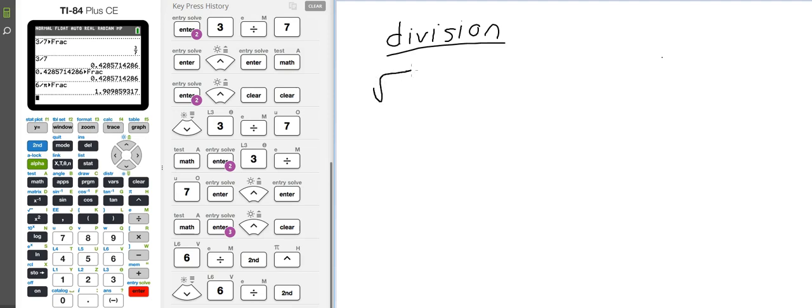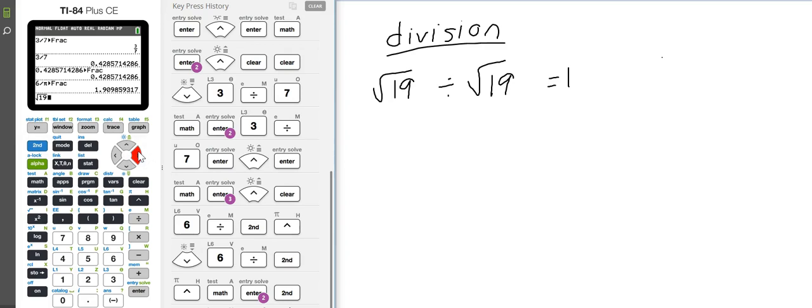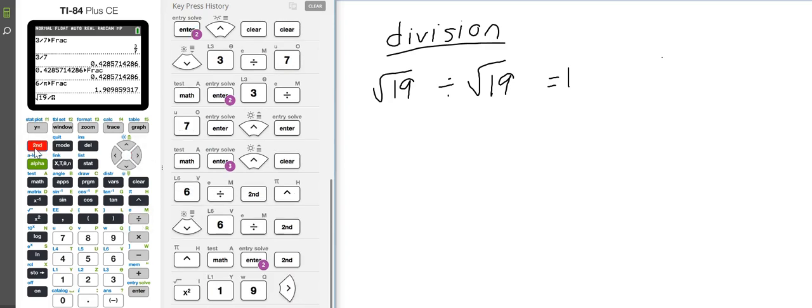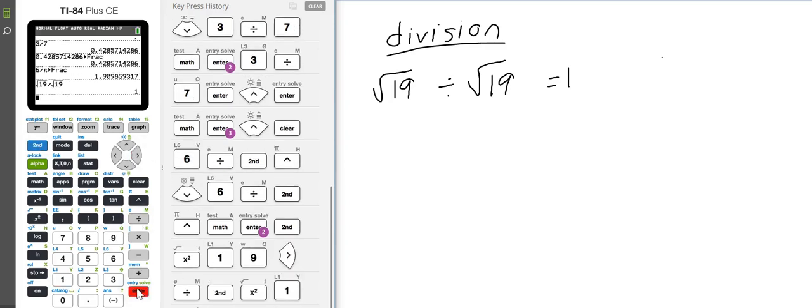Let's say we have the square root of 19 divided by the square root of 19. Now, you might know offhand, when you're dividing something by itself, you're going to get 1. Let's try it on the calculator. Square root of 19 divided by the square root of 19 is 1. And 1 is obviously a rational number.